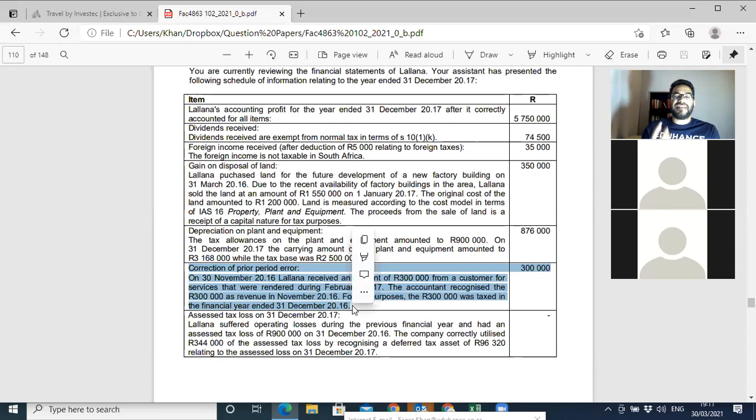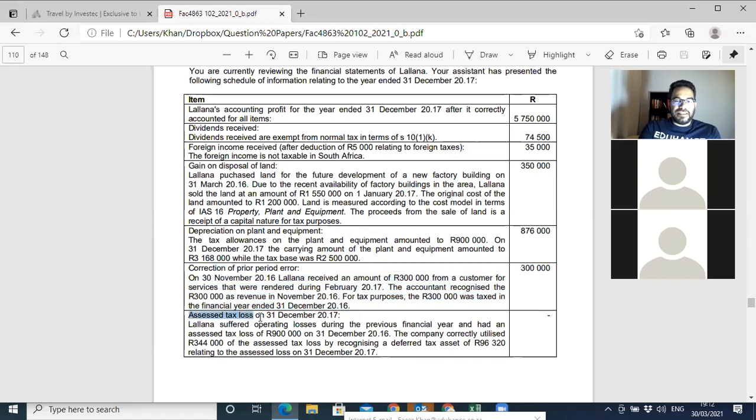Why? If you use the gross income definition according to the Income Tax Act, SARS taxes you on gross income on the earlier of accrual or receipt. So we received the amount before we recognize the revenue. Therefore, SARS is going to tax us. It's the earlier of receipt and accrual. Receipt was the earlier.